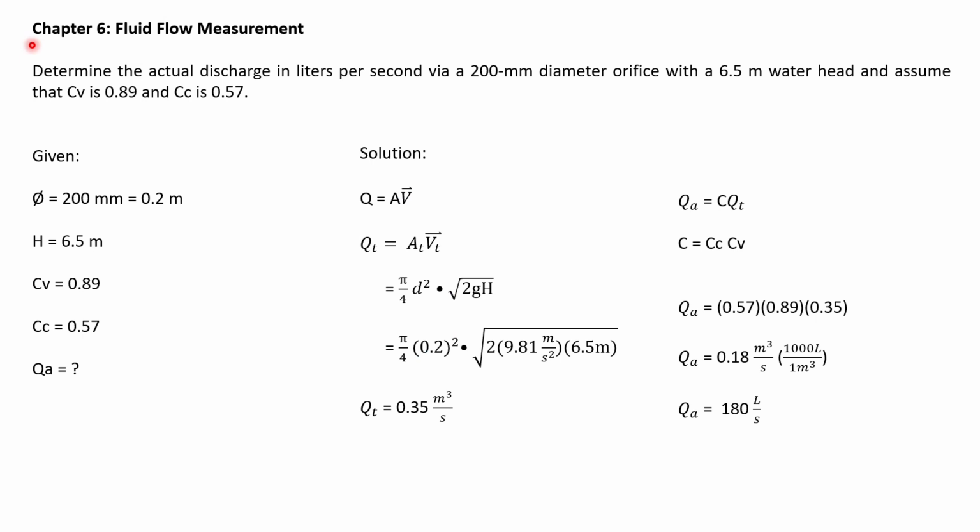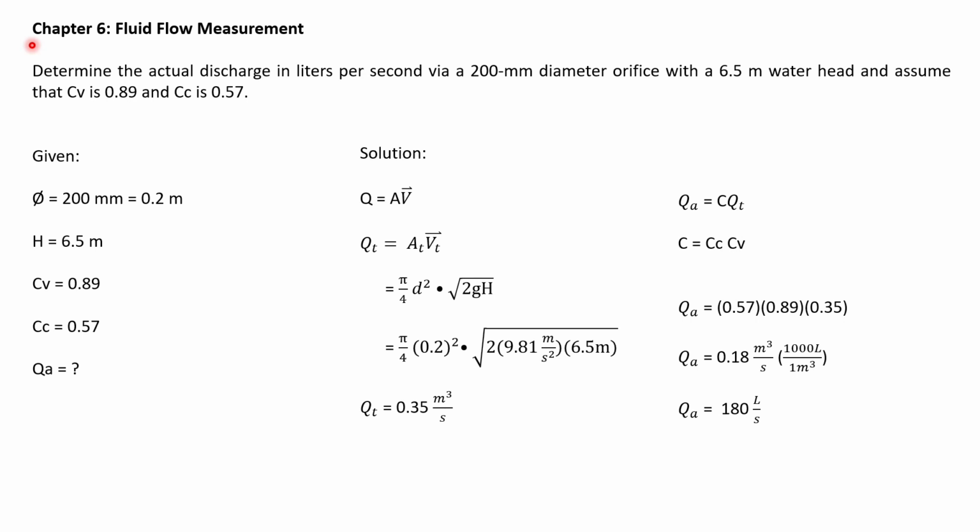Good day everyone. Today we're going to solve problems in chapter 6, fluid flow measurement. Determine the actual discharge in liters per second via a 200 mm diameter orifice with a 6.5 meter head, and assume that CV is 0.89 and CC is 0.57.